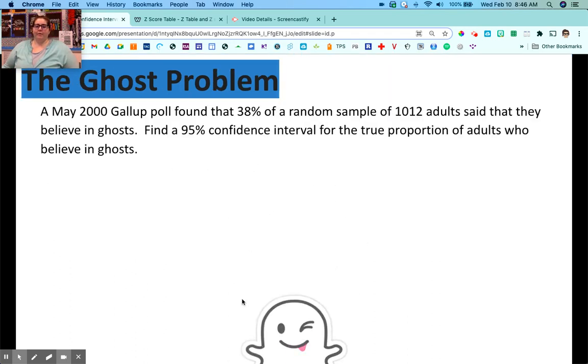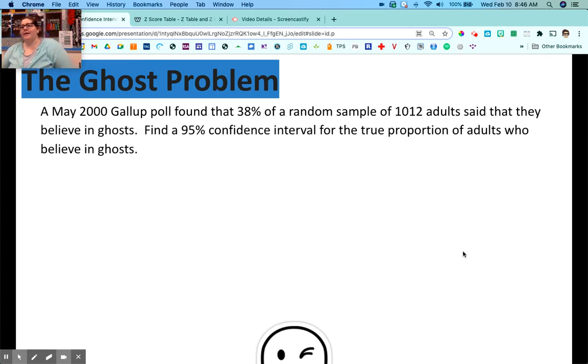So let's look at a problem. A May 2000 Gallup poll found that 38% of a random sample of 1,012 adults said that they believe in ghosts. We're going to use that sample proportion to find a 95% confidence interval for the true proportion of adults who believe in ghosts. So we have a sample proportion, which is basically our point estimate, the 38%. But we want to be more confident that our answer is truly estimating that true proportion. So we're going to find a confidence interval.